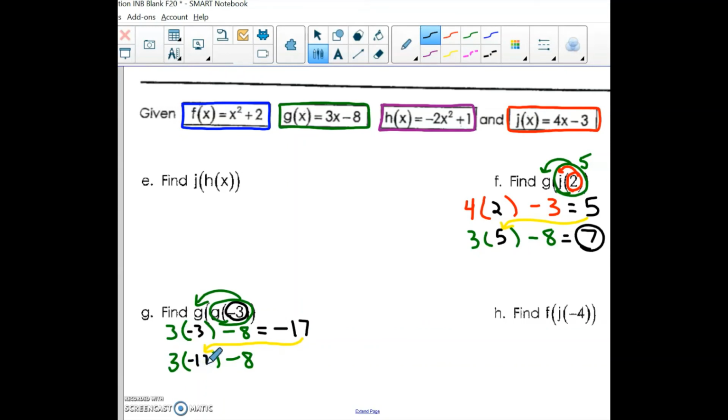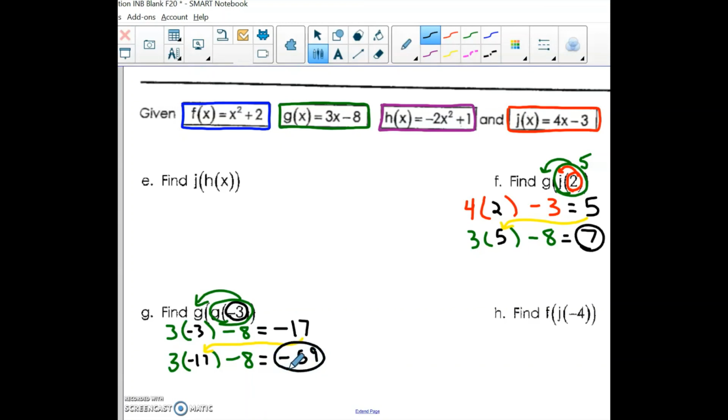Now I'm going to need my calculator for this one, so bear with me for just a second. 3 times negative 17 minus 8 is negative 59. Negative 59, and that is our final evaluation.